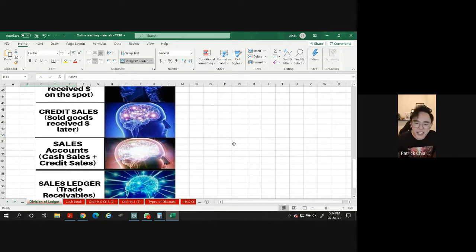Especially the term credit sales. Sometimes it's so confusing that you don't know what your teacher is talking about. Are you referring to credit sales as in double entry, where sales needs to be CR? Or are you referring to credit sales as in, I'm selling something and I get the money later? You know what I'm talking about, right?